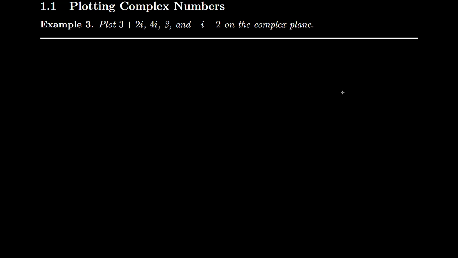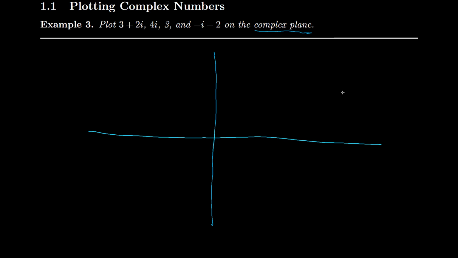Now, we're going to talk about plotting these things. We're going to plot them on something called the complex plane. We've got a few points here: 3 plus 2i, 4i, 3, and negative i minus 2 on the complex plane. You've never seen this before in your life, so let me show it to you. It's very easy. First, let me get a plane here. It looks exactly like this.